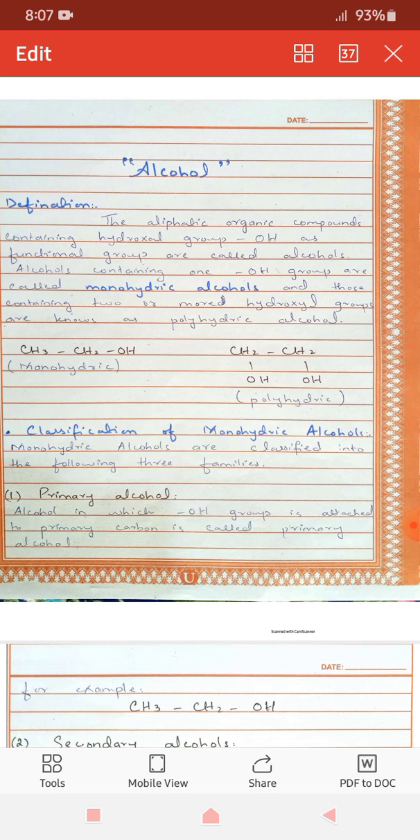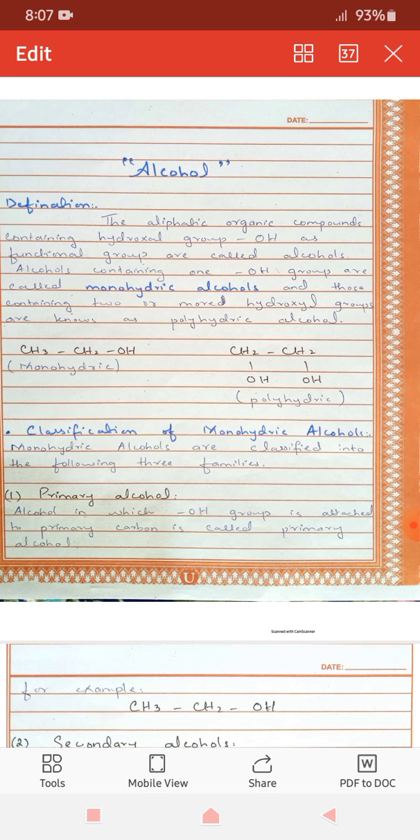polyhydric. As you can see in the given equations below, in the first example, with the carbon chain only one hydroxyl group is attached, so these types of alcohols are called monohydric, and in the second you can see that there are two hydroxyl groups attached, so these are called polyhydric.